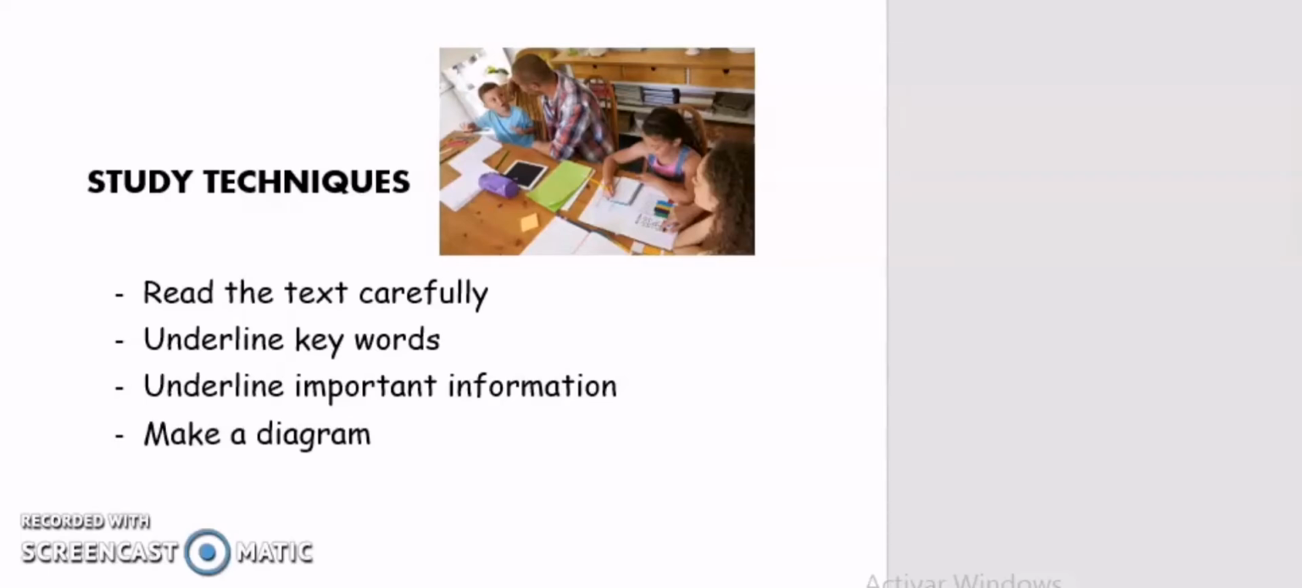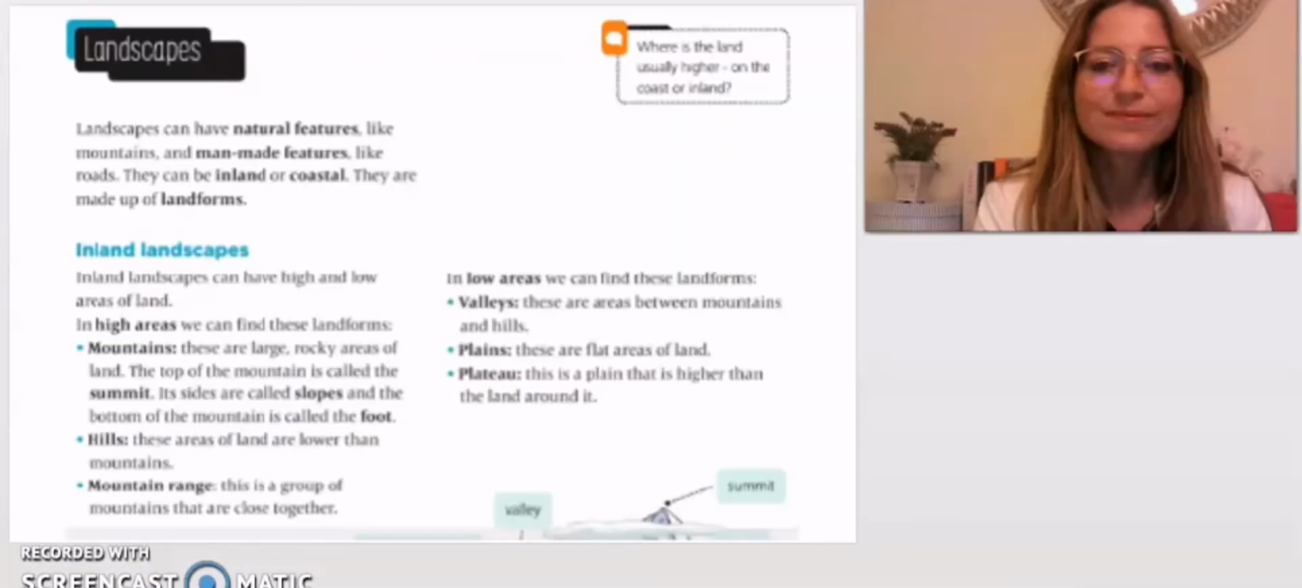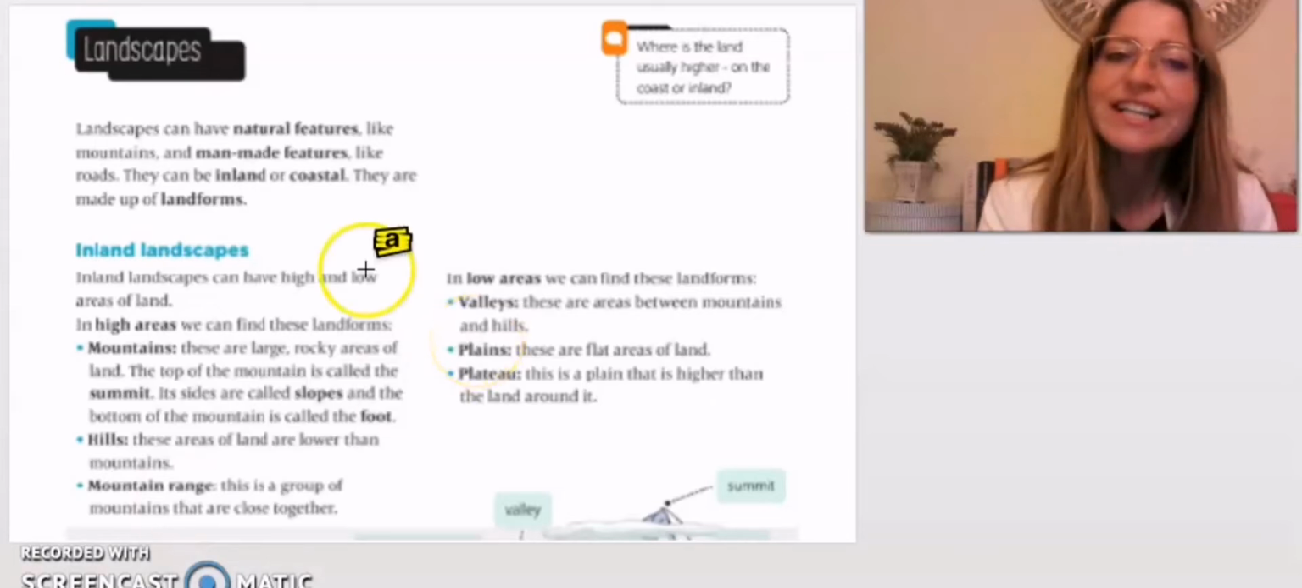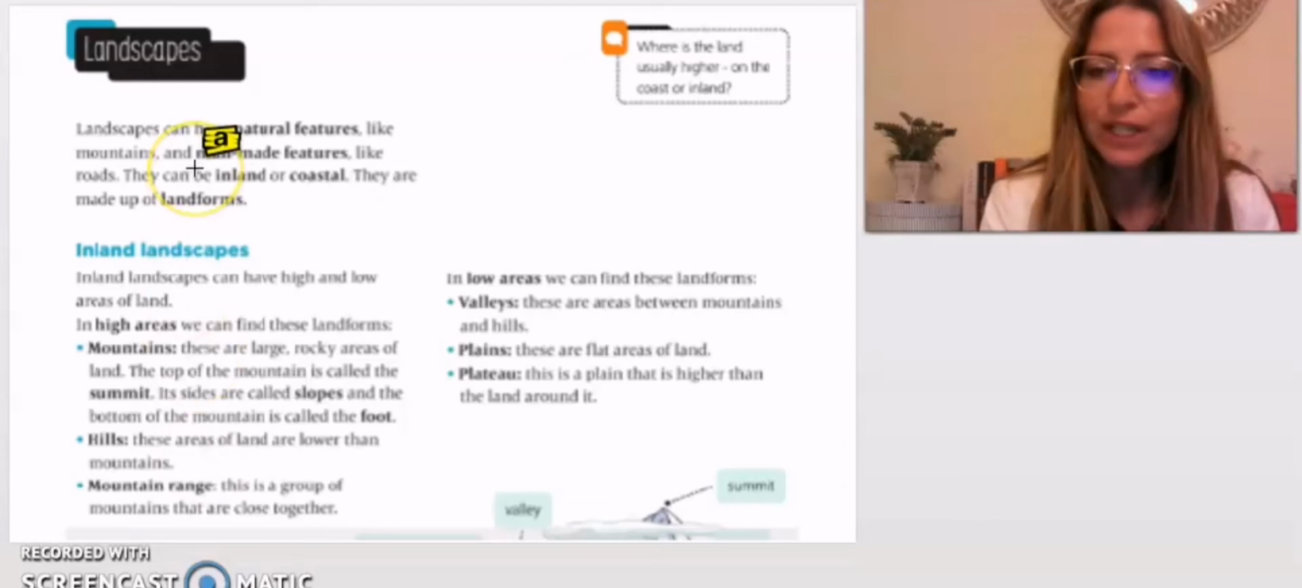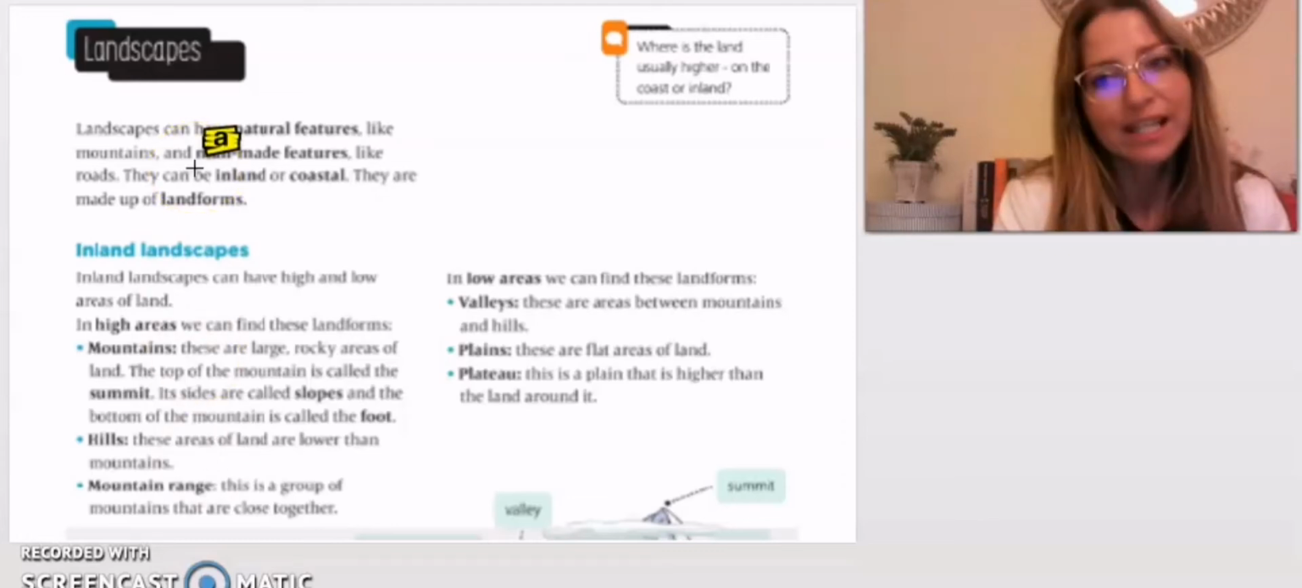Martinez and in this video we are going to learn about study techniques. We are going to learn how to read the text carefully, underline keywords, underline important information, and make a diagram. Okay, let's get started. We are going to read this text about landscapes and we are going to underline the keywords and the important information.